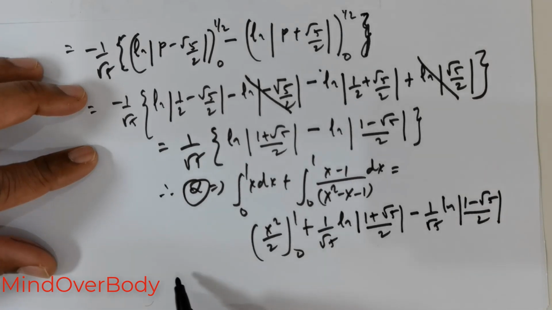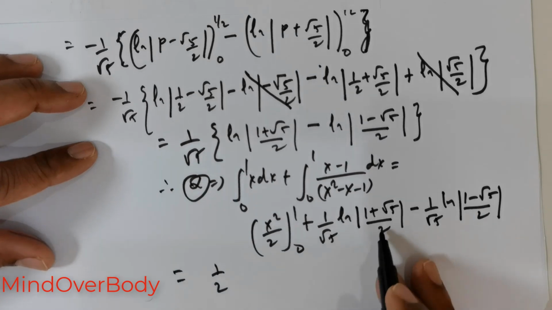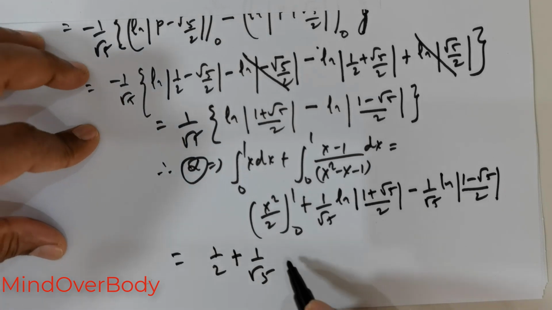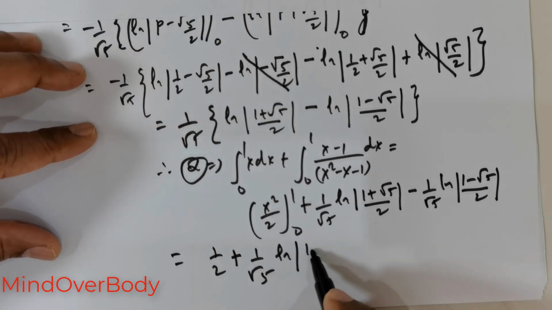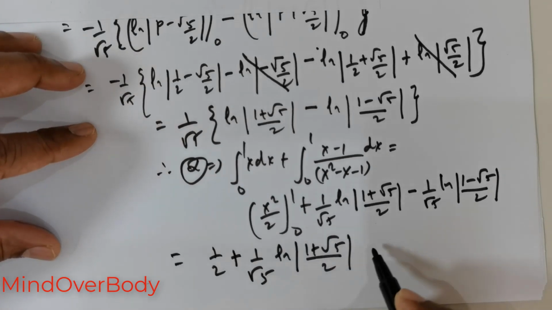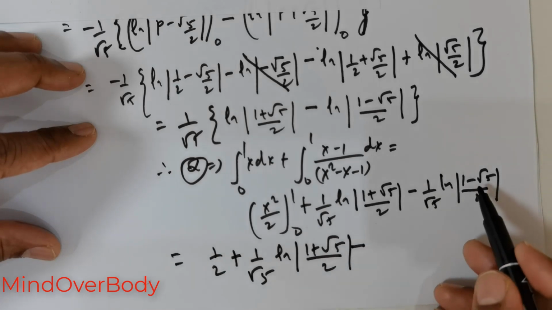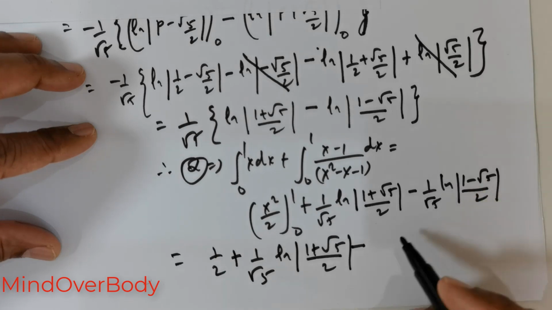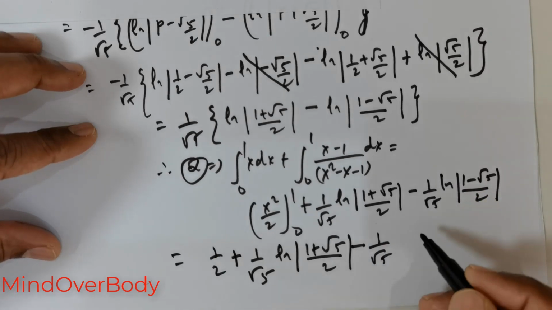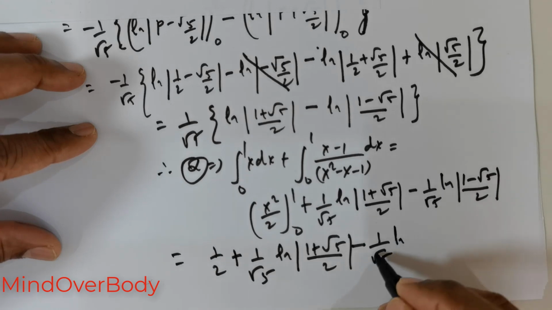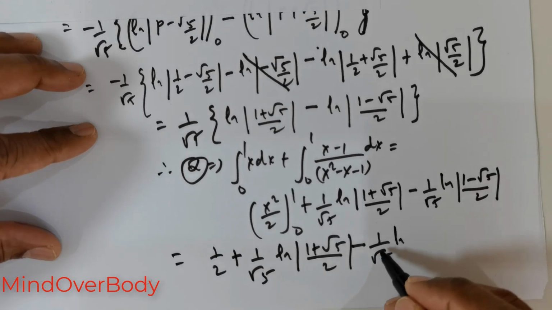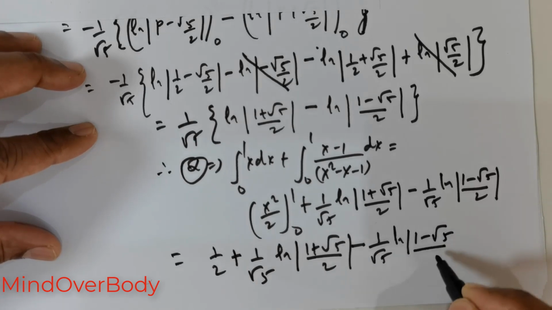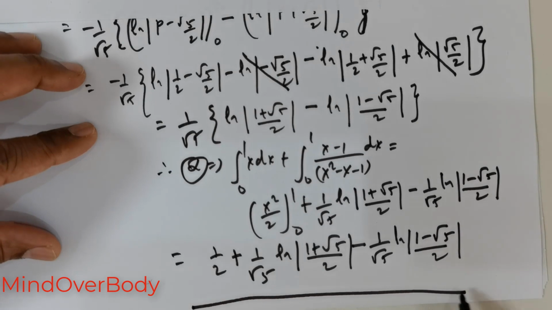So this is rewritten as 1/2 plus 1/√5 times ln|(1 + √5)/2| minus. Now you can apply the modulus operator and then rewrite it, but I will just retain it as it is. So this is minus 1/√5 ln|(1 - √5)/2|. So this is the final solution.